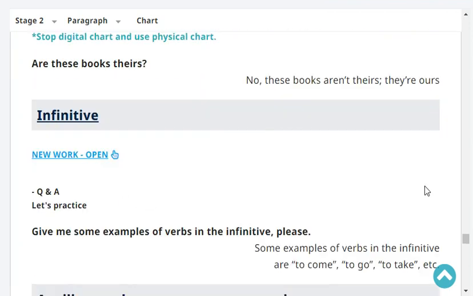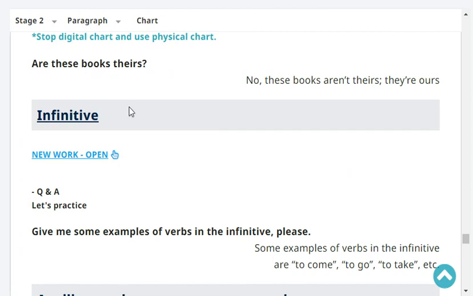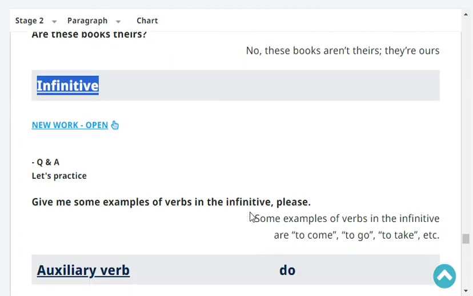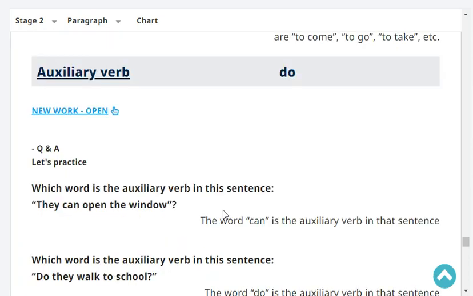Very good. Give me some examples of verbs in the infinitive, please. Some examples of verbs in the infinitive are to come, to go, to take, etc. Very good.